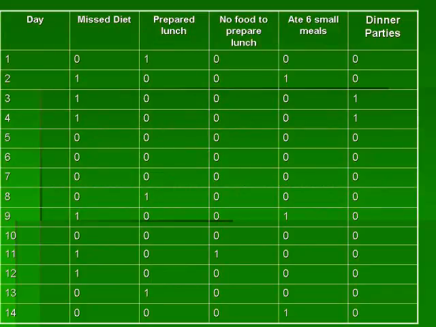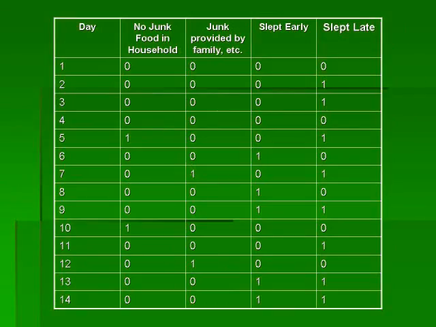This spreadsheet illustrates the data that I've collected for the past 2 weeks. 0 equals no, and 1 equals yes. This slide is a continuation of the previous slides and continues to show the data that I've collected for the past 2 weeks. It also lists my causes and my constraints.